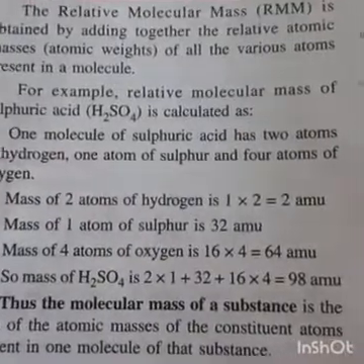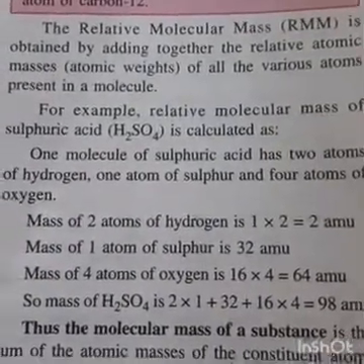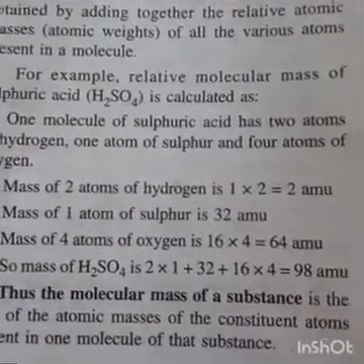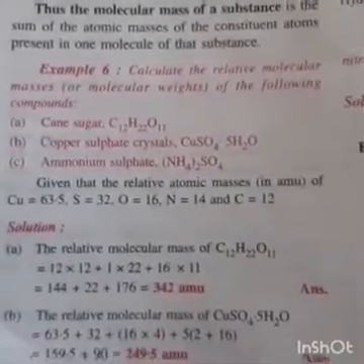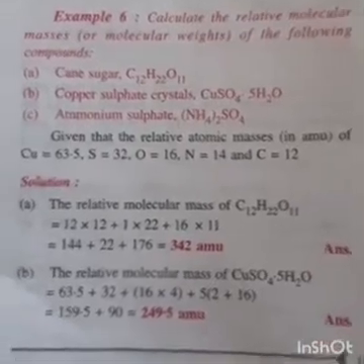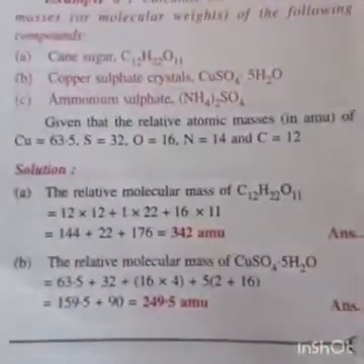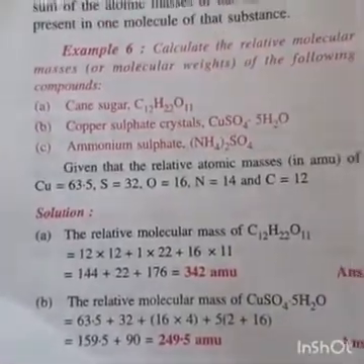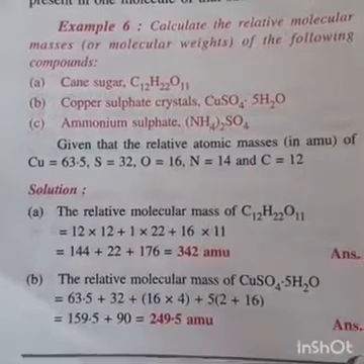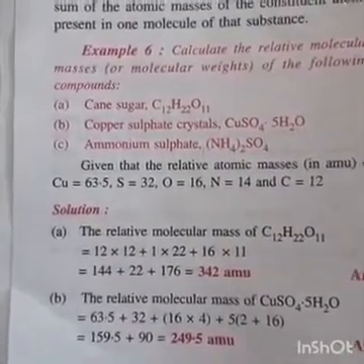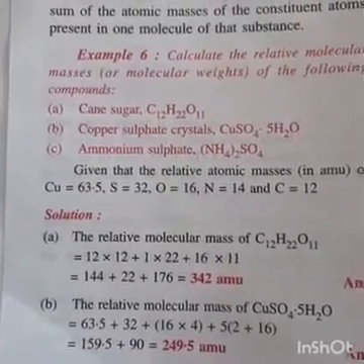So learning to find the relative molecular mass is very important, as it is required in various places, since we are going to study a large number of molecules. There are certain exercises given. Example 1: calculate the relative molecular mass of the compound. Take cane sugar, C12H22O11, that means there are 12 atoms of carbon, 22 atoms of hydrogen and 11 atoms of oxygen.